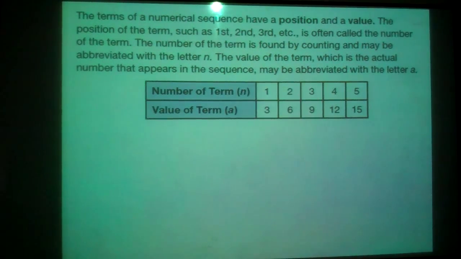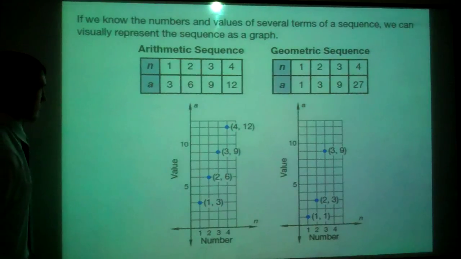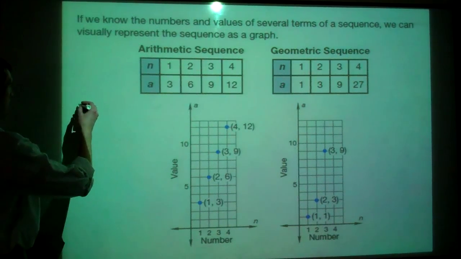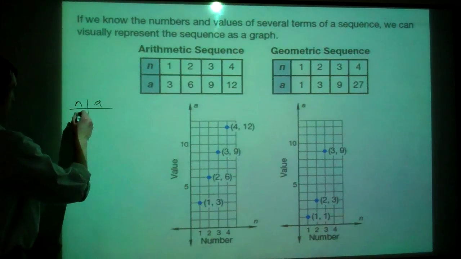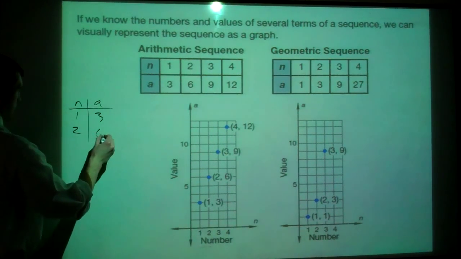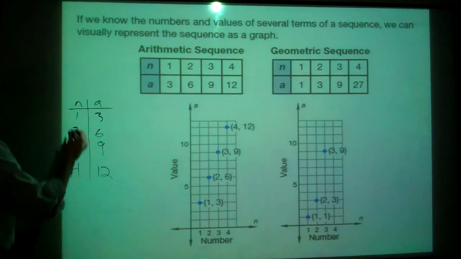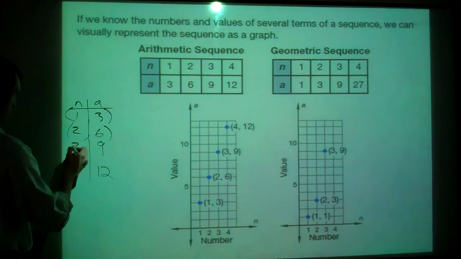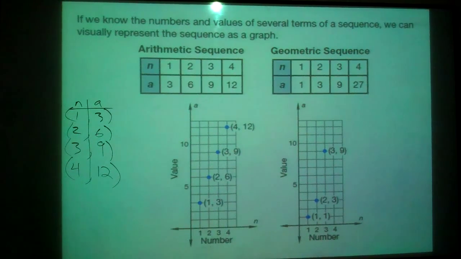And why that's going to become something we want to see is because we can also graph these sequences. So we treat it like our XY charts basically. If we rewrite it, it would be N and A. First term was 3, second term was 6, third term was 9, fourth term was 12. If we treat these like points like we do for our xy's, we can graph them, and we can do the same thing for that geometric sequence that we saw earlier, where we multiplied by 3 each time.